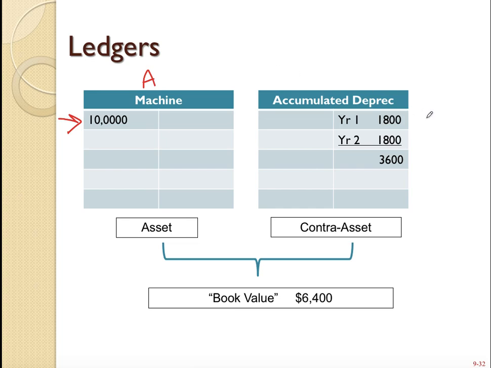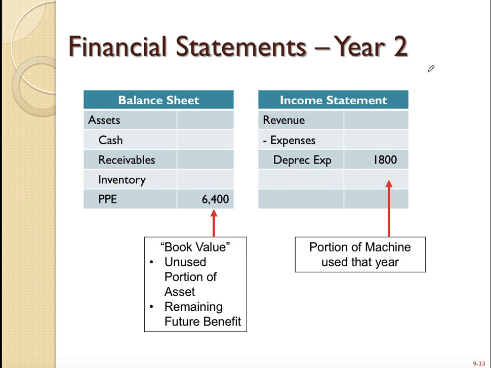But what you notice is happening to our accumulated depreciation account is now we have year 1 and year 2 together. So we have accumulated or added up depreciation of $3,600. And again, that's our contra asset, it goes against. When we net the two, now our book value is showing $6,400, right? It's gone down. Our future benefit has gone down. And so now our financial statements are going to show the asset of $6,400, which is the remaining portion of the asset that has not been used, the remaining future benefit.